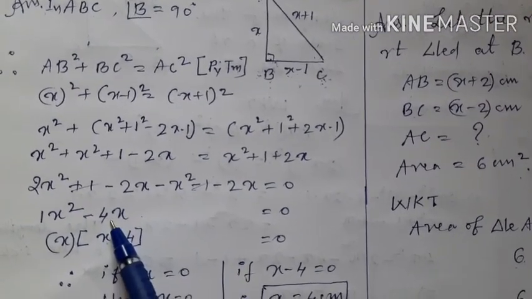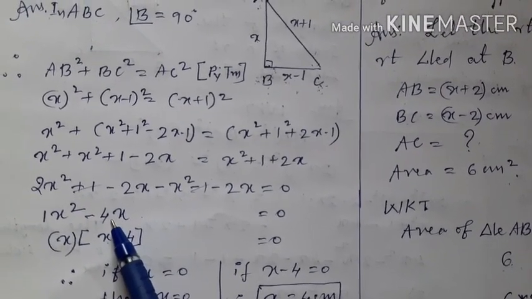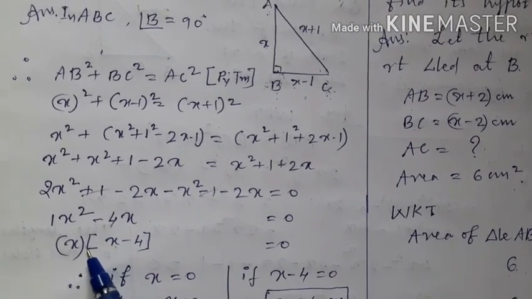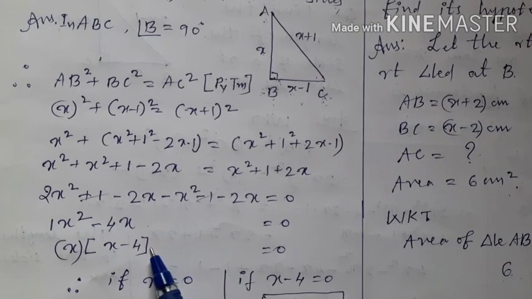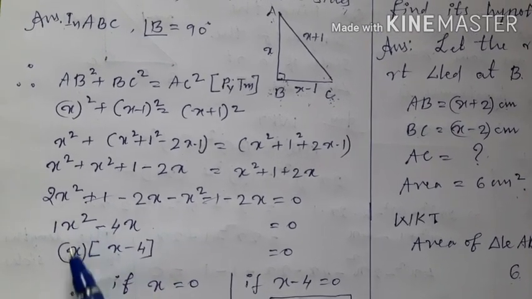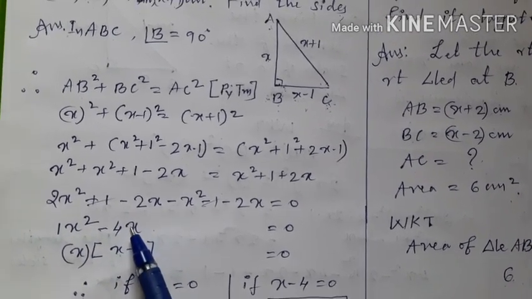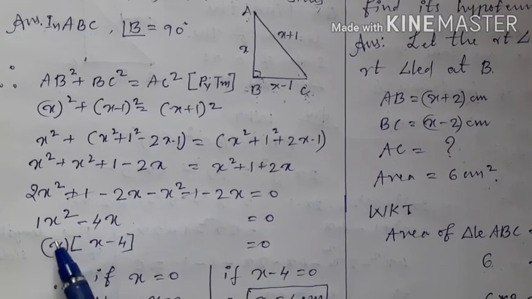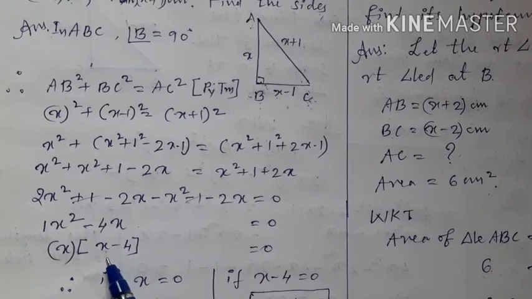Thus the statement is converted into a quadratic equation. Then by any one of the methods you can solve this quadratic equation for x. Now you see, I take x common and then x minus 4 remains inside, because x into x is x square, x into minus 4 is minus 4x. So children, here 1x square minus 4x has been factorized.